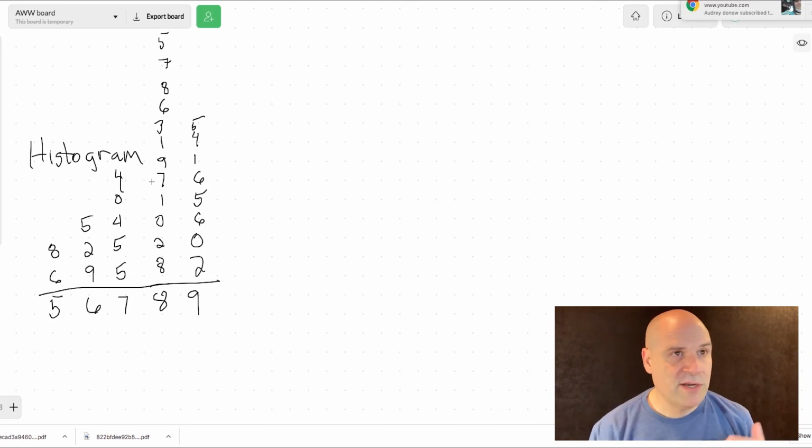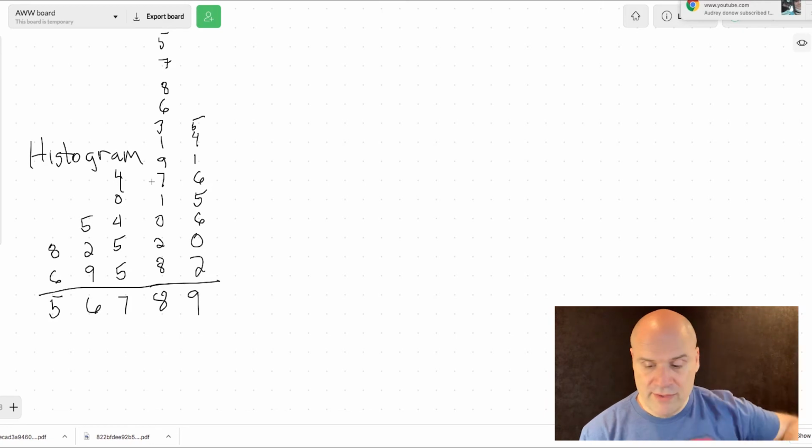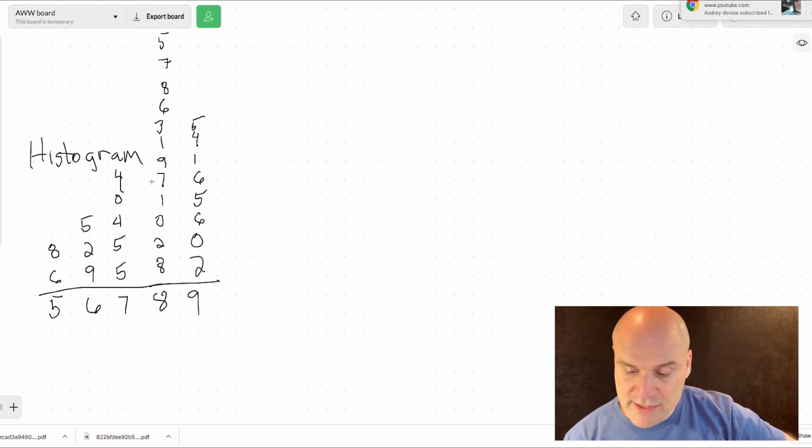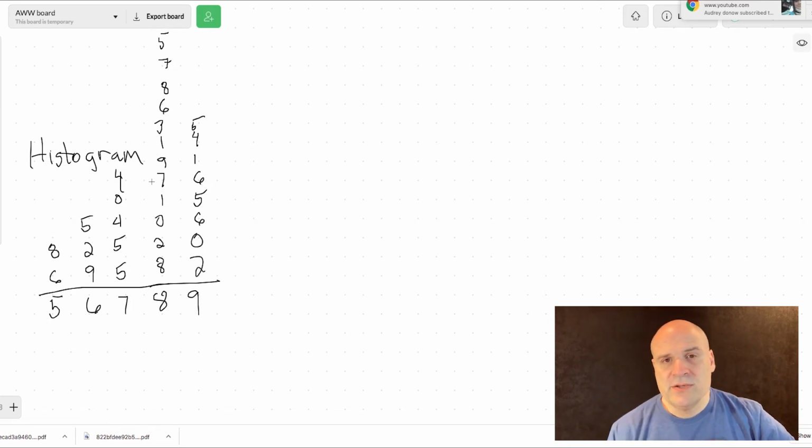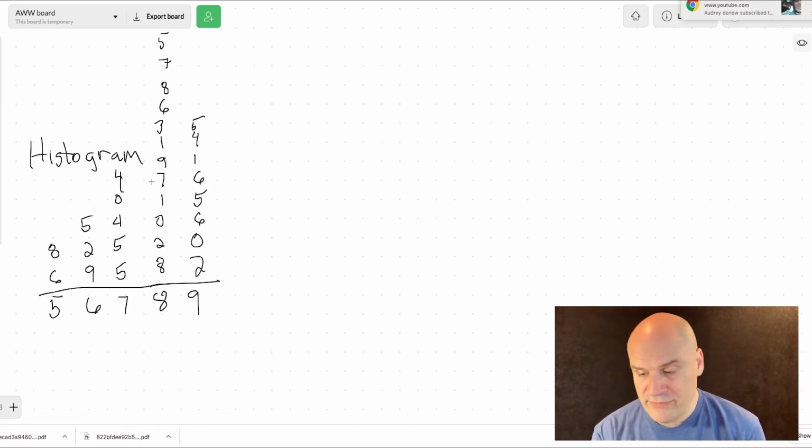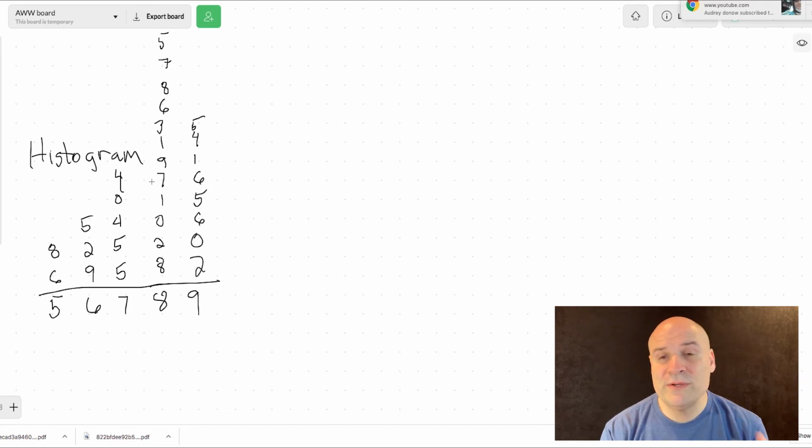So in the 50s, it goes up to 2. In the 60s, it goes up to 3. In the 70s, it goes up to 5. In the 80s, it goes up farther. In the 90s, it goes up to 8. Okay, so you can represent this as a bar graph. And when you write it out like this, it's called frequency distribution.